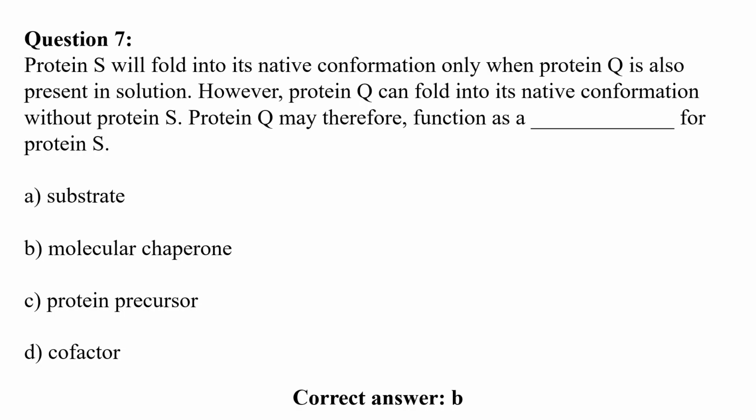But these chaperone proteins don't require any external help. They can fold into their native conformation without the help of other proteins. So we have protein S that requires help, and protein Q, the molecular chaperone providing the help. This is clear. A molecular chaperone is basically a molecule that helps another molecule fold into its native conformation. It's like a helper molecule.